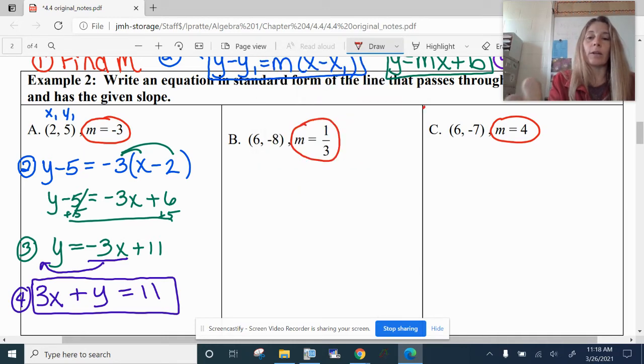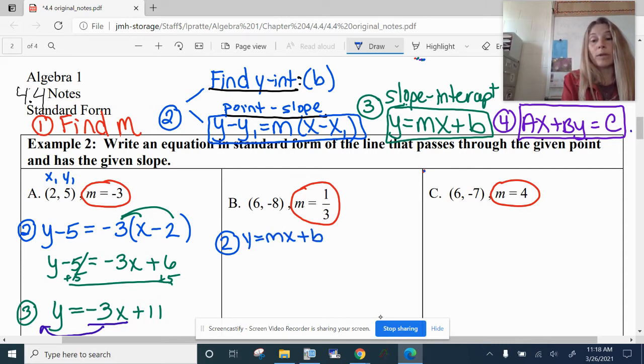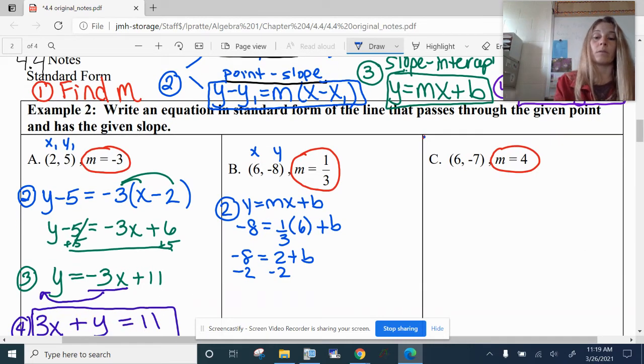Okay, so now for the next equation, we already have the slope, so we don't have to worry about that first step. But this time, instead of using point slope, I'm just going to find the y-intercept, which is the b. So that means I'm going to have to actually use y equals mx plus b. So this is my x and my y. So I would substitute in my -8 for y, my 1/3 for the slope, my 6 for the x. I would simplify this. So 1/3 of 6 is 2. Get the b by itself. So that gives me a b value equal to 10.